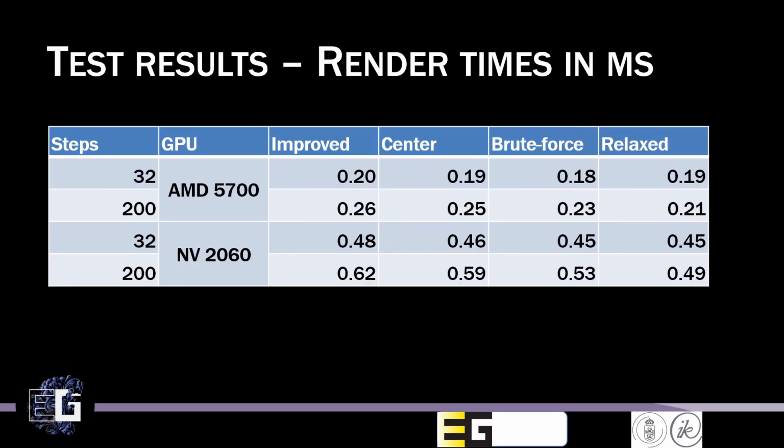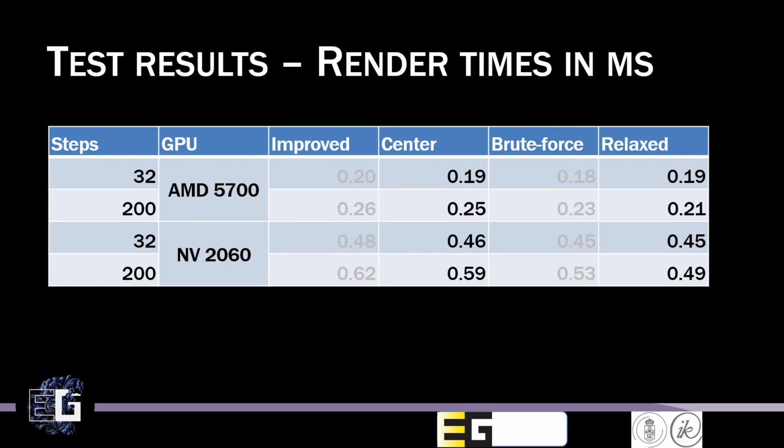And in terms of render times, we have tested two different scenarios, one that uses 32 and another one that takes 200 cone step mapping steps. You can consider one as a real-time and another one as a more interactive scenario. On both GPUs, the difference in performance between our cone maps and brute force was small, yet brute force was more performant.